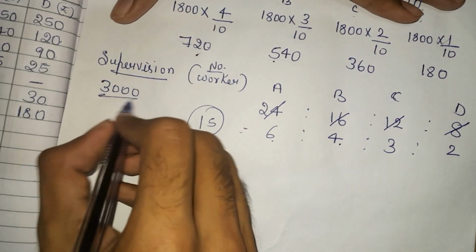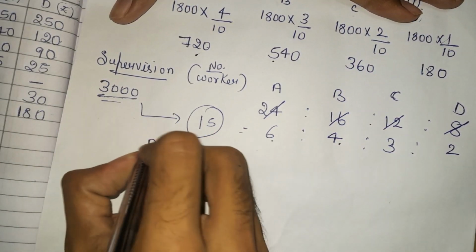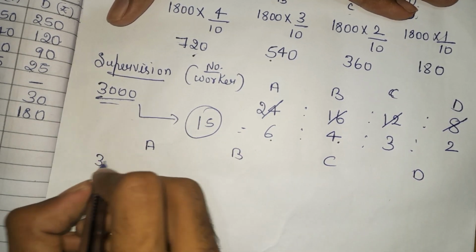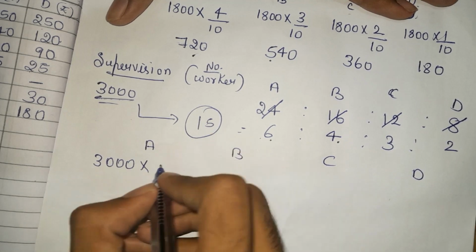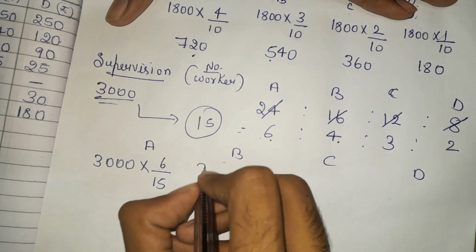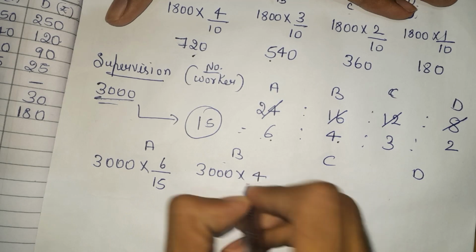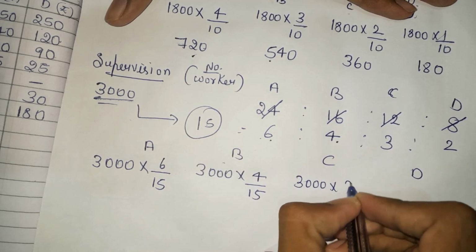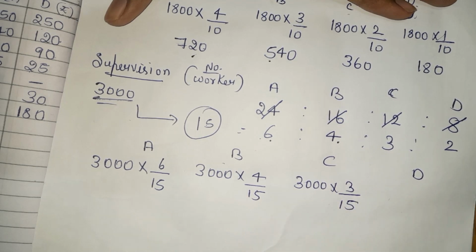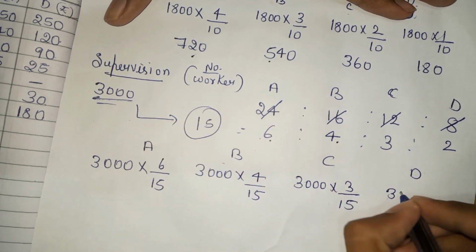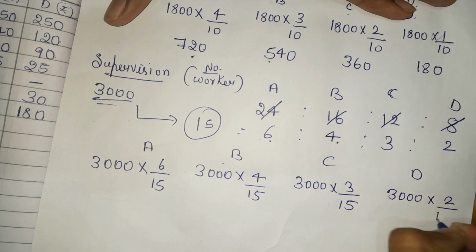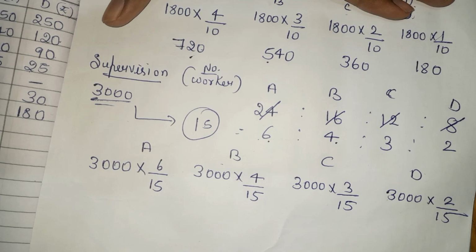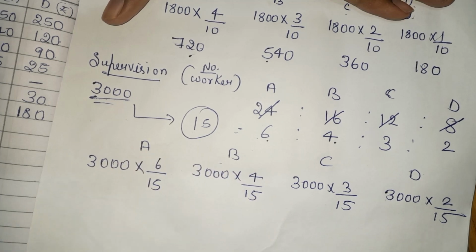Now we have to divide this 3000 in this ratio. So A department, B department, C department and D department. A department it will be 3000 into 6 by 15. B department it will be 3000 into 4 by 15. C department it will be 3000 into 3 by 15 and D department it will be 3000 into 2 by 15. So 3000 into 6 divided by 15, it will be 1200.